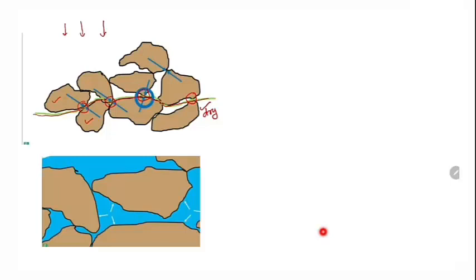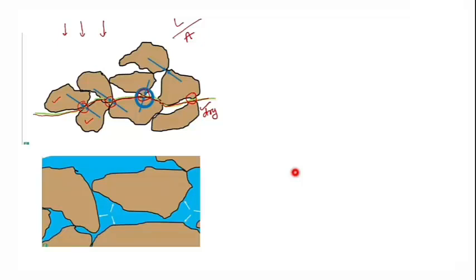This line is assumed to be a straight line because the size of the undulations is very small. Hence the pressure will be equal to the applied load upon the area along that imaginary straight line. So in the case of dry soil, the entire pressure will be taken by the solid particles only.